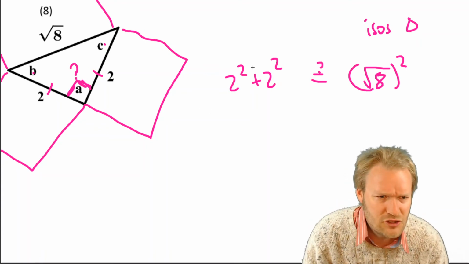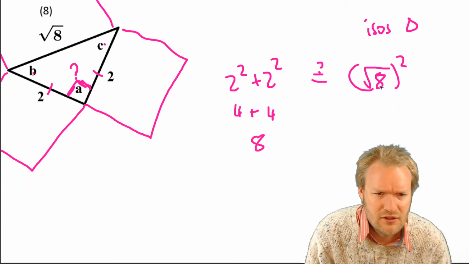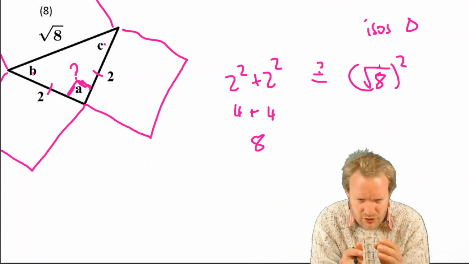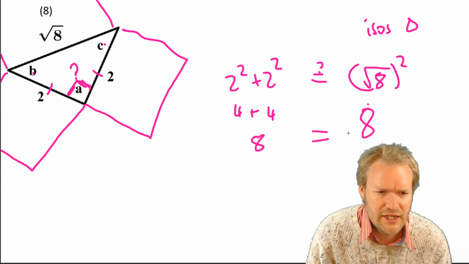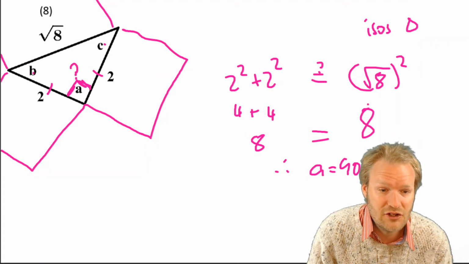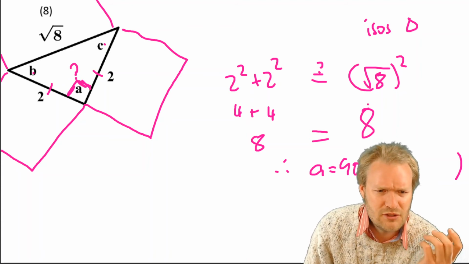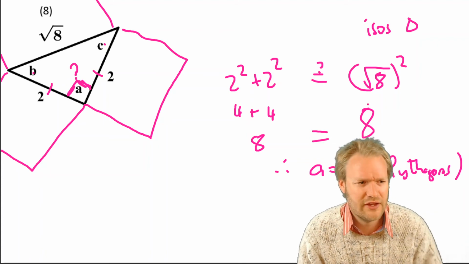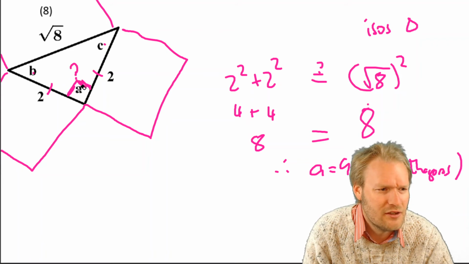So let's check. 2 squared is 4. 2 squared is 4. 4 plus 4, 8. Square root of 8 squared. Well, it's like we're doing 2 opposite things. We're square rooting, then squaring. So it's just going to be 8. Is 8 equal to 8? Yes, it is. Therefore, A is 90 degrees. What's our reason? Well, we tested with Pythagoras. Our reason is Pythagoras. More correctly, it's converse of Pythagoras, but Pythagoras will do. So we know that's 90 degrees.